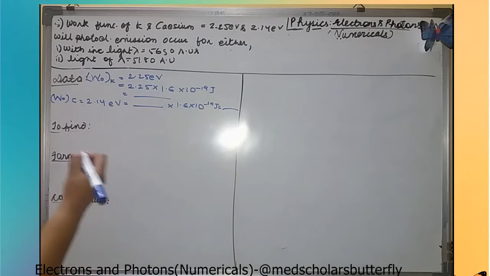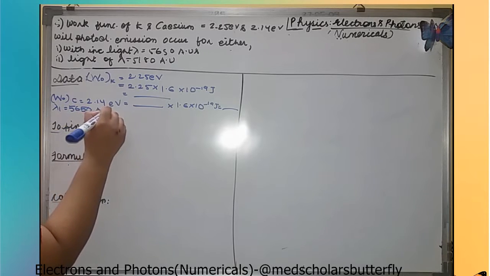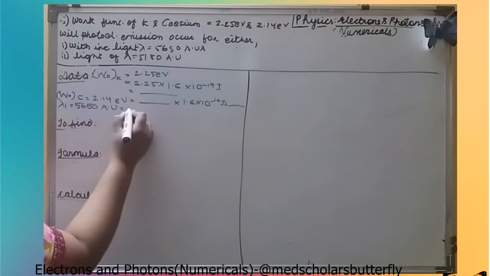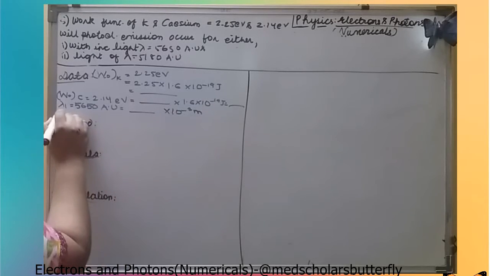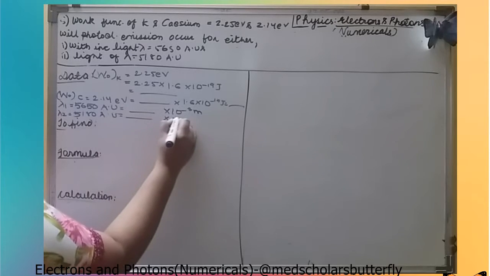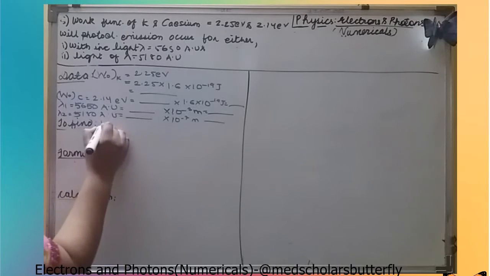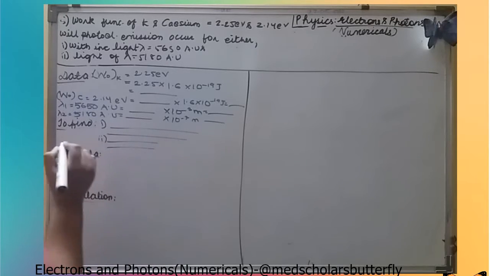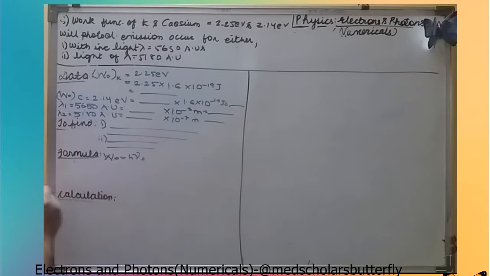And find out the value. What is lambda 1 given to us? 5650 Angstrom unit. To convert it into meter, we have to multiply it with 10 raised to minus 7 meter. Again lambda 2 is given to you, 5180 Angstrom unit. For it also the same, and you will get a value here. To find, first write down both the statements ditto. The formula given to you is W0 is equal to h nu 0.